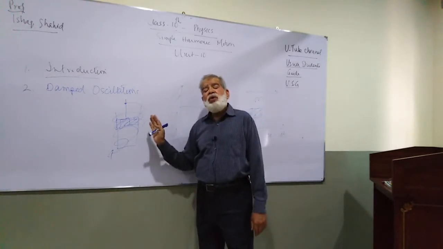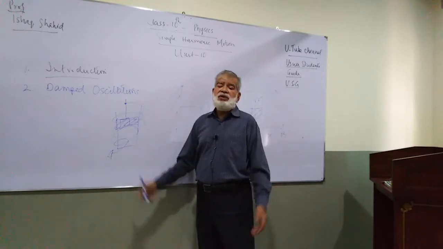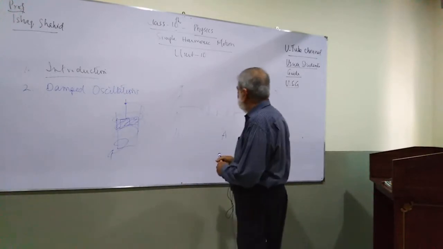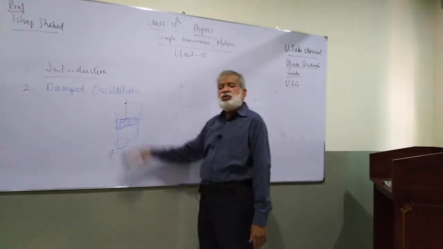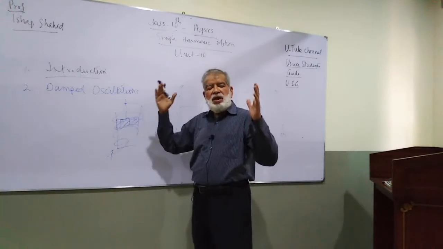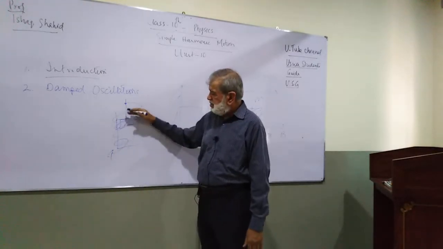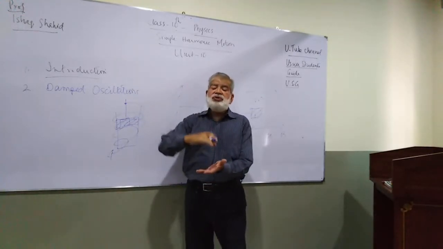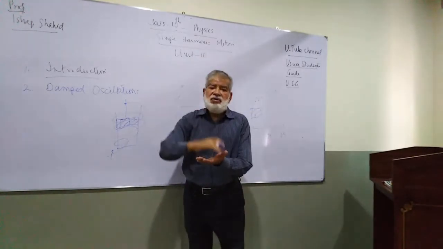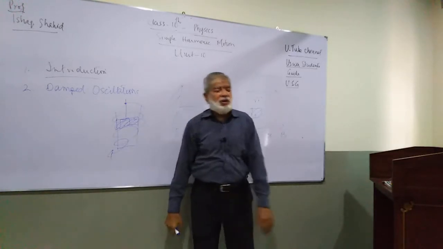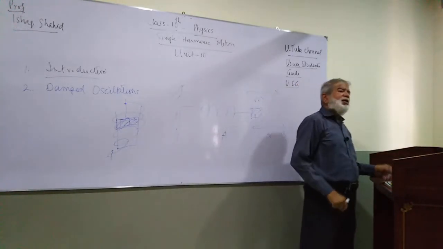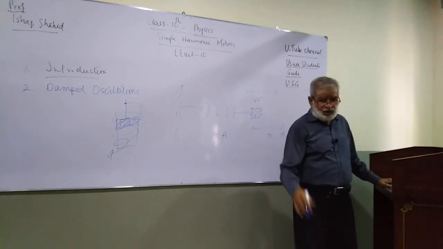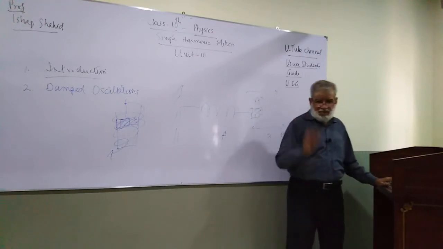And what kind of resistive force? How do they do it? Suppose this is a shock absorber, this is a cylinder and a piston, and you put this into oil, and this piston moves up and down in oil, and the oil tries to stop the motion of the piston coming down and up, and that is how it is damped. So damped oscillation is that oscillation which is in the presence of some resistive force to decrease the amplitude.